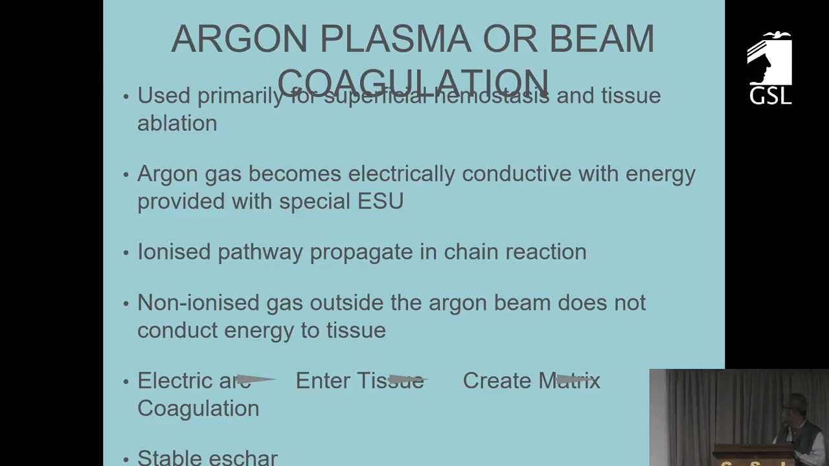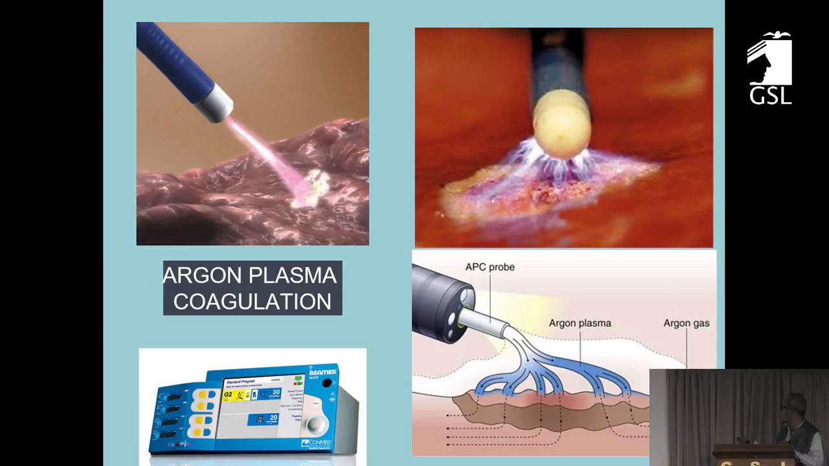Argon gas becomes electrically conductive with energy provided with special electrosurgical units. Ionized pathway propagates in chain reaction, and non-ionized gas outside the argon beam does not conduct energy to the tissue. There is an electric arc which enters the tissue, then creates a matrix which produces coagulation, and it produces a stable eschar. So that is the argon plasma coagulation, that is the APC probe. You can see there is a sort of painting that has been done for a bleeding surface.